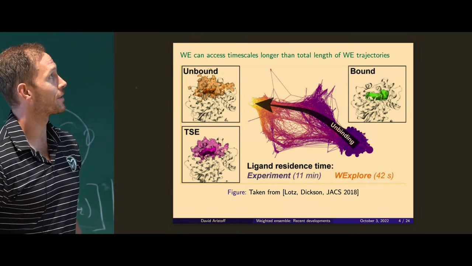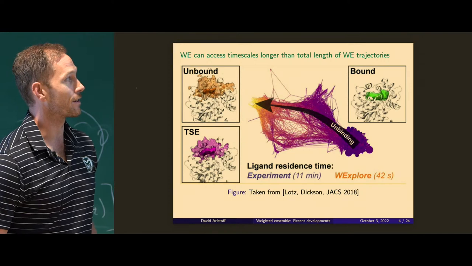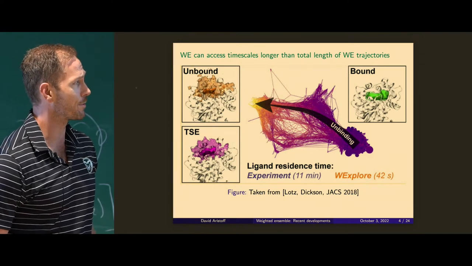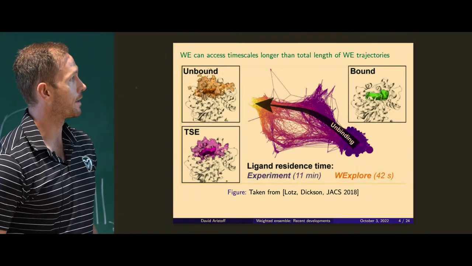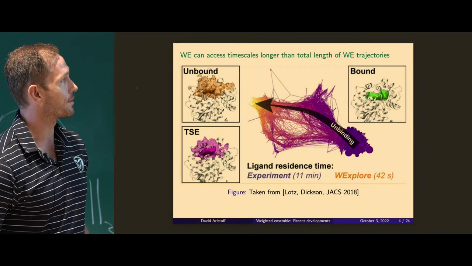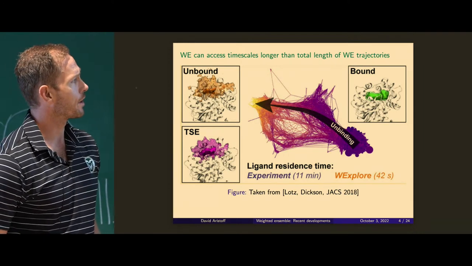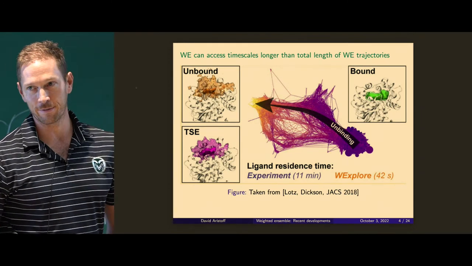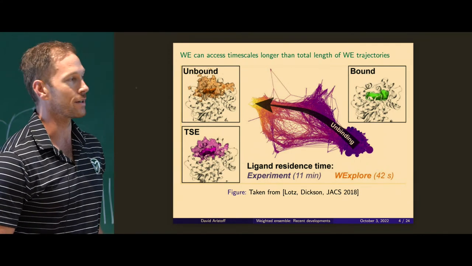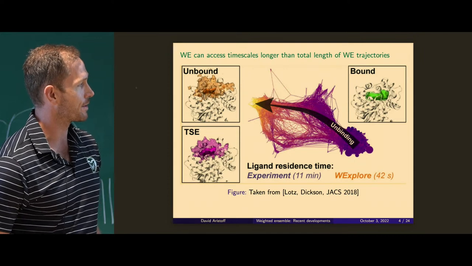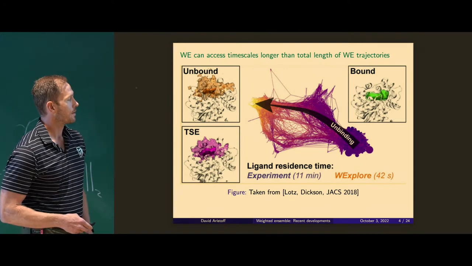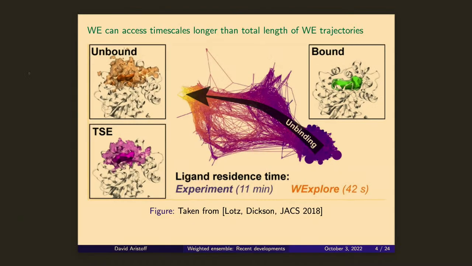Okay, so why weighted ensemble? Weighted ensemble can access long time scales. If we want to go, for example, from an unbound state to a bound state in some kind of protein, we could use survival of the fittest, some kind of splitting and killing, in order to go there. And this might be a little optimistic, but in some recent work by Lotz and Dixon, they found that they could go from basically A to B in 42 seconds instead of 11 minutes.